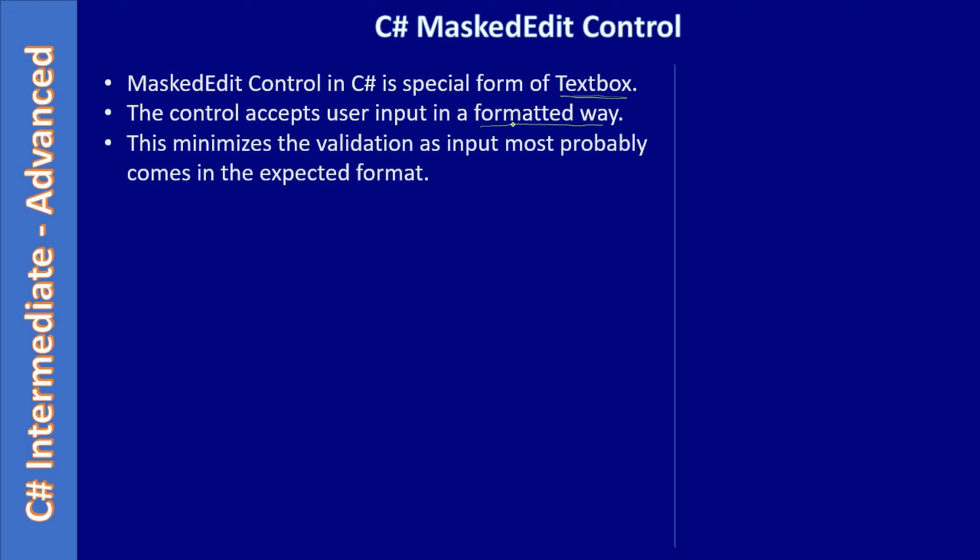Since we receive the input in a formatted way, the control minimizes the overhead of validation. Suppose, for example, we are receiving the date and the time from the input field, then it should be in a specific format, right? Whenever we read something from the control, that will come as a string, and if we want to convert it to a date and time format, then it should be in a specific format. So if we use a text box, then we need to check that the input is fed in a specific format. But when we use MaskedEdit Control, that kind of validation we can avoid. Why? Because the control itself accepts the input in a formatted way.